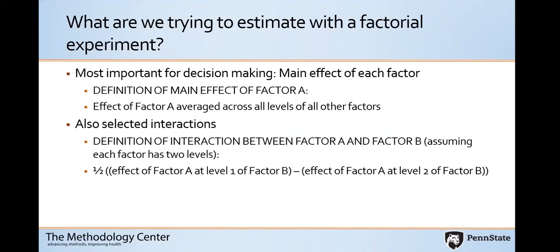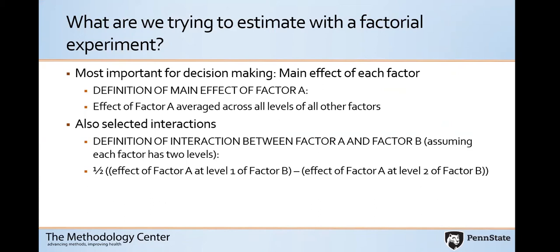Now notice that this is different from the effect of factor A, or the effect of the first component, that you'd be estimating in, say, a comparative treatment experiment. In that comparative treatment experiment, you'd be estimating the effect of the first component, say, the use of the nicotine patch, with all of the other components set to the low level. Here, in a factorial experiment, if, let's say, factor A corresponded to the nicotine patch, you'd be looking at the effect of the nicotine patch averaged across the levels of the five other factors.